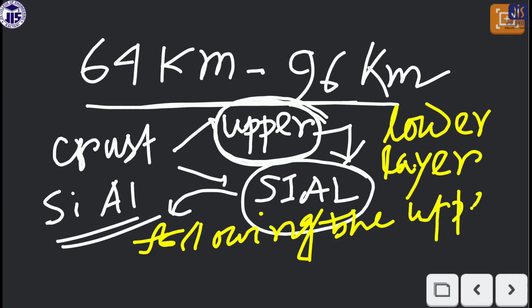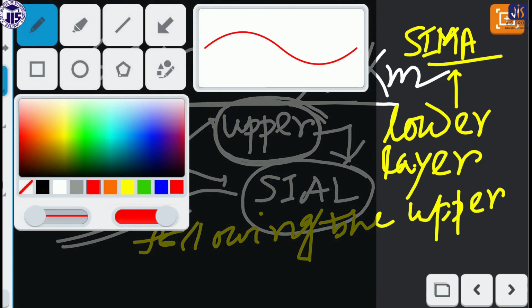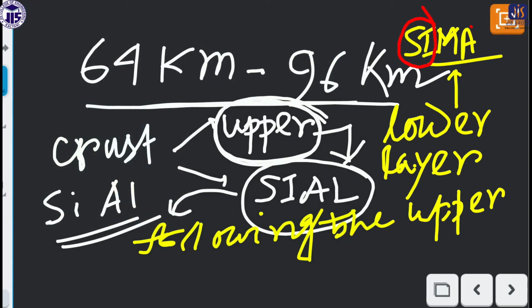Okay, so this is also important from the point of view that there is another name of the layer following the upper layer. This is called the SIMA. Okay, SIMA. So what is the meaning of SIMA? Because the layer following the upper layer is also composed of silicon, Si for silicon, and Ma for magnesium.